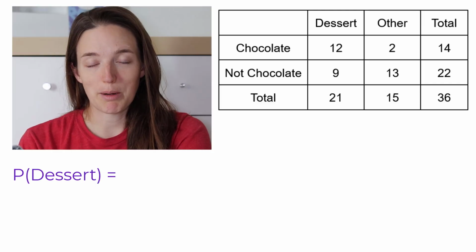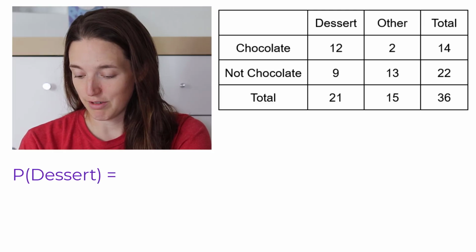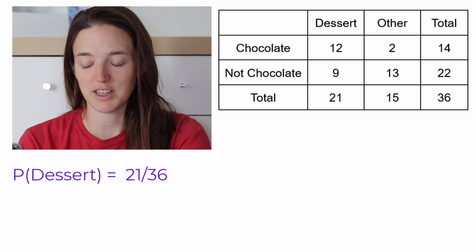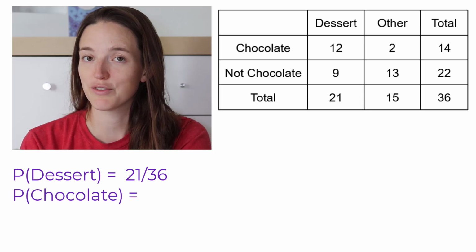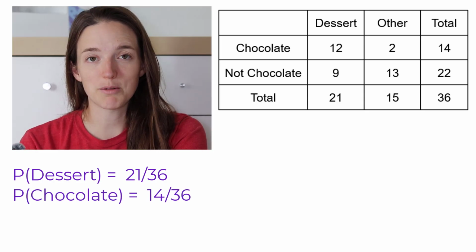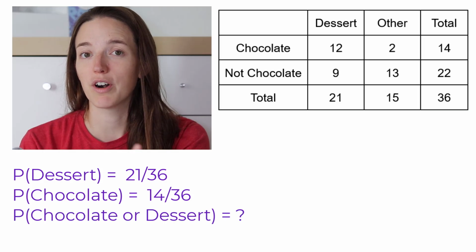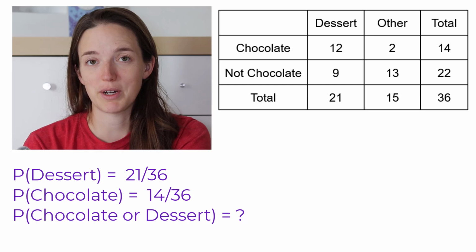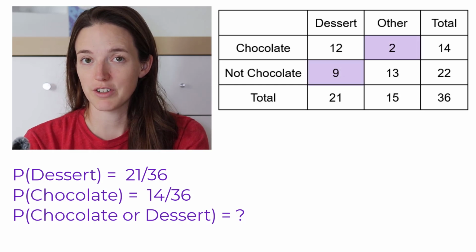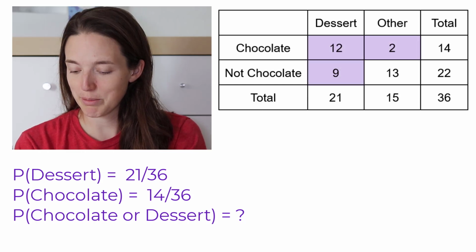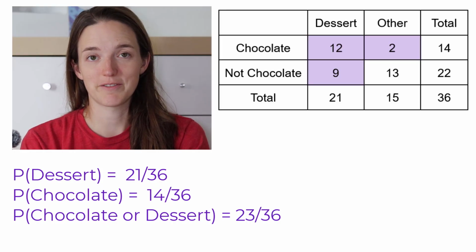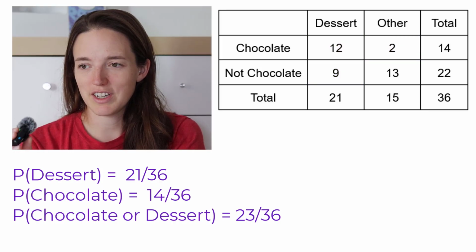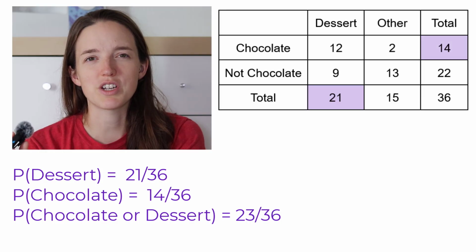Okay, so we said the probability of picking a dessert recipe is 21 out of 36, and the probability of picking a chocolate recipe is 14 out of 36. What's the probability of picking a chocolate or dessert recipe? Well, to answer that, I can look at the table and just find every spot that's either chocolate or dessert or both. So adding those up, that's 23 out of 36. Now, what's weird is that 23 is not 21 plus 14.